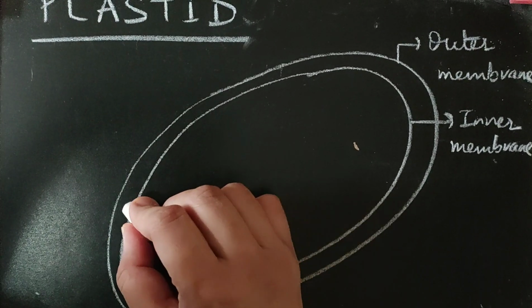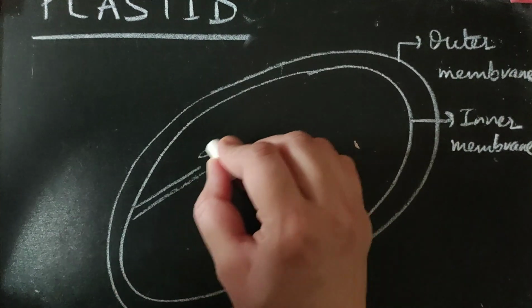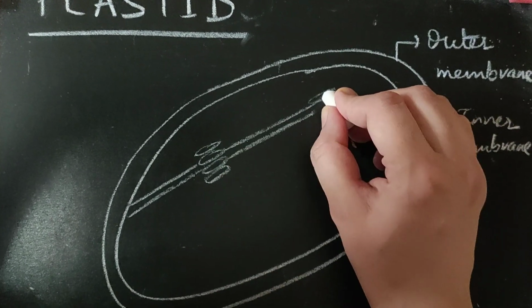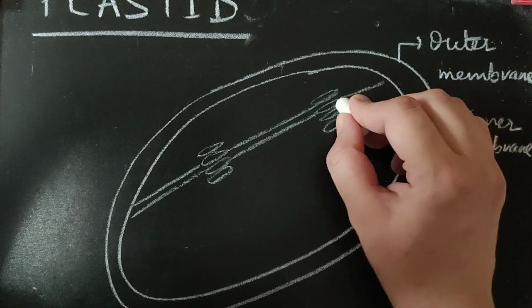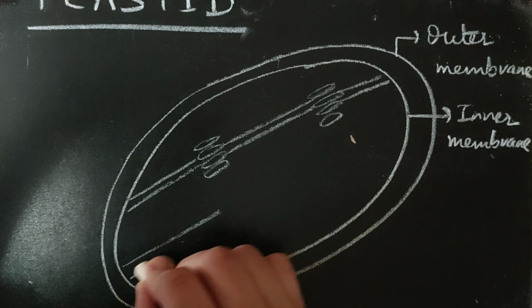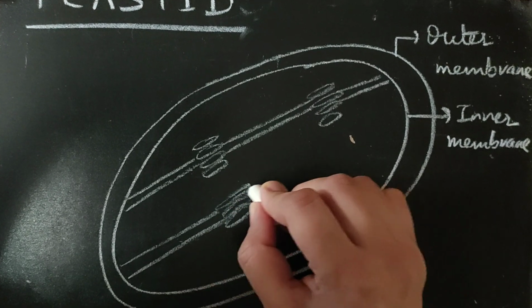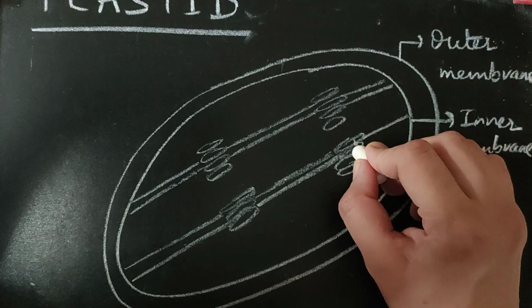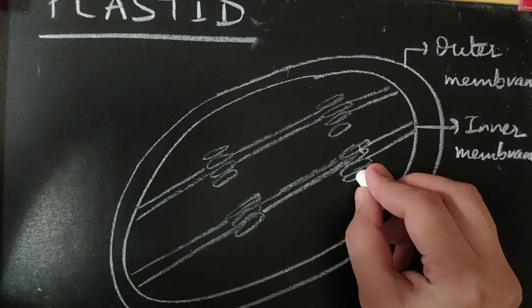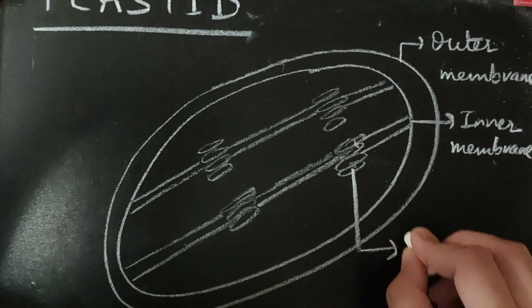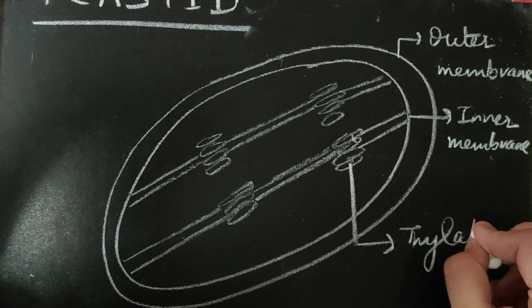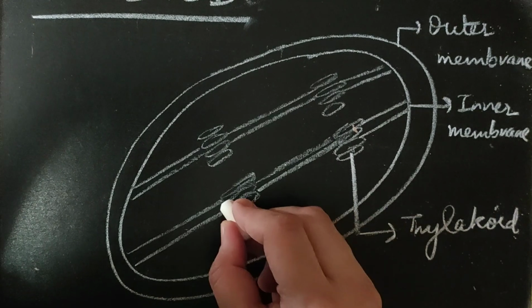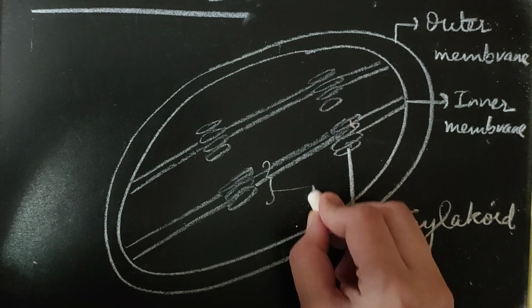And then there are present these single layered filaments which fold themselves in the form of these disc-like structures. Each of this disc is known as thylakoid, and the stack of these discs is called as grana. So as mentioned, each of this disc-like structure is known as thylakoid, and the stack of these thylakoids, this group together, is known as grana.